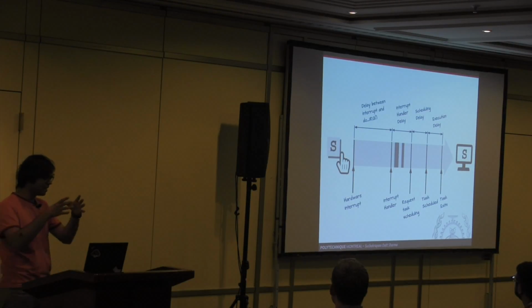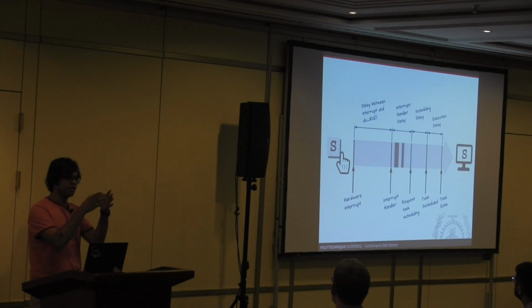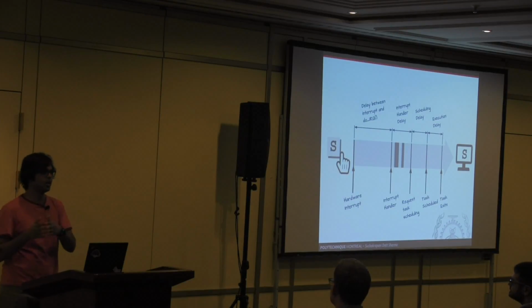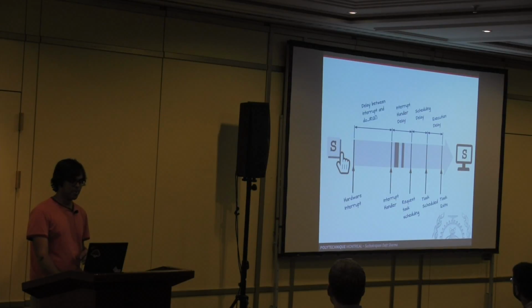So we can think of the whole latency as this big distribution, and we can try to analyze what happens in between in each part. There can be locking going on, there can be preemption going on. So we can analyze that.